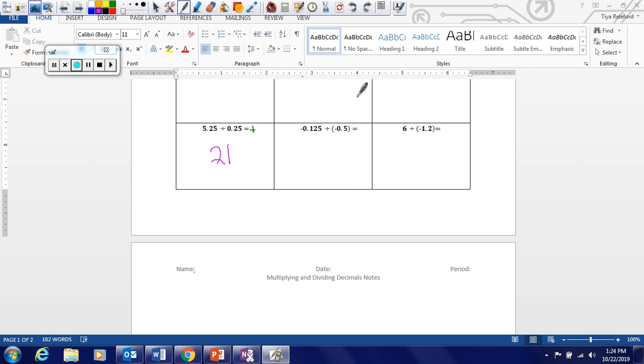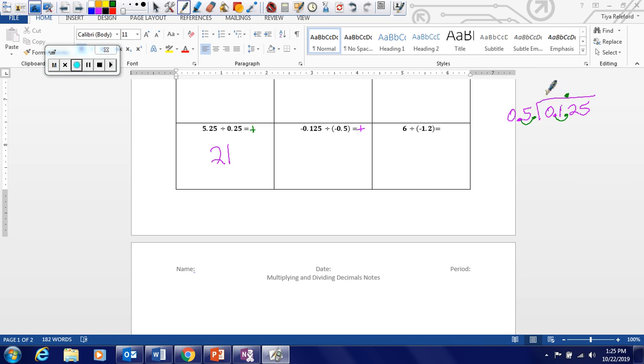Let's do the next one. First number goes in the box. Is my answer positive or negative? 2 negatives give me a positive. So first I'm going to move this decimal to the back, and I'm going to move this decimal the same number of times and take it straight up. I have 2 numbers in front of the decimal. I need 2 digits in front of the decimal again.